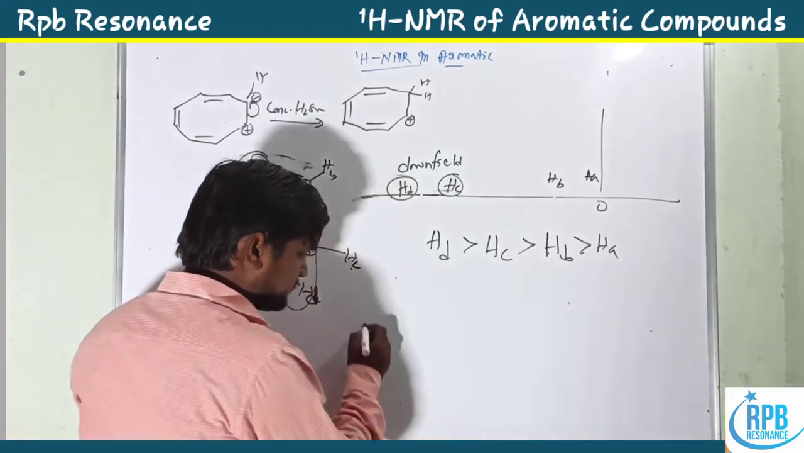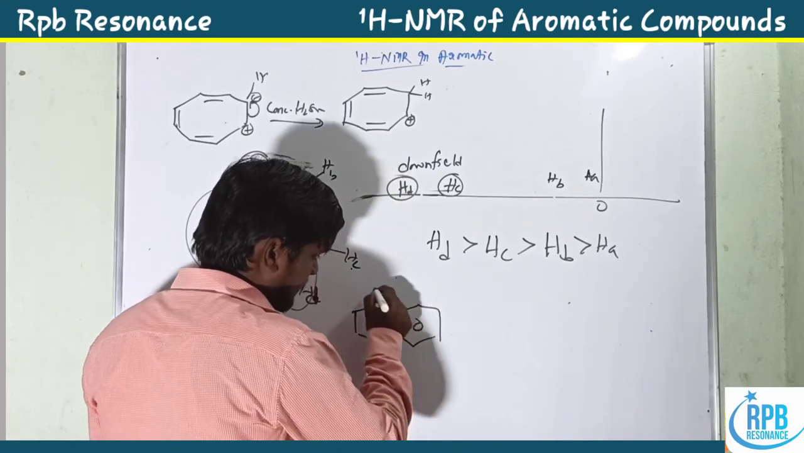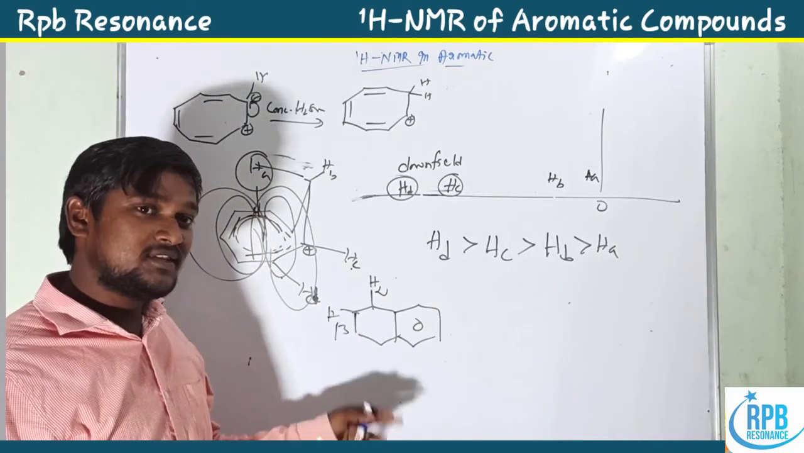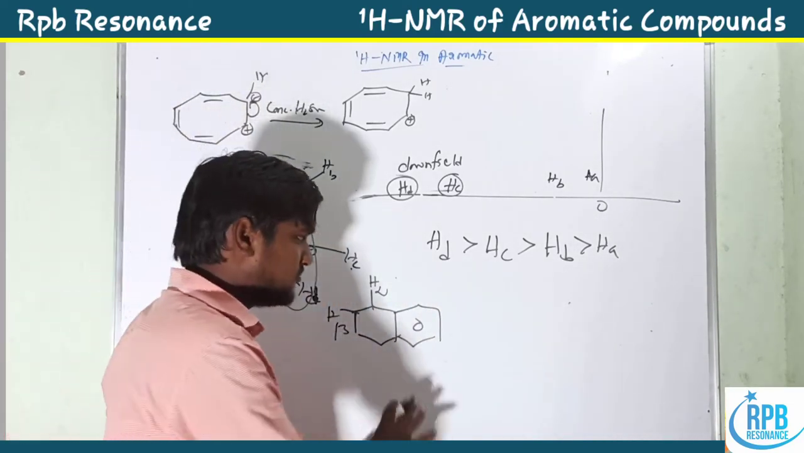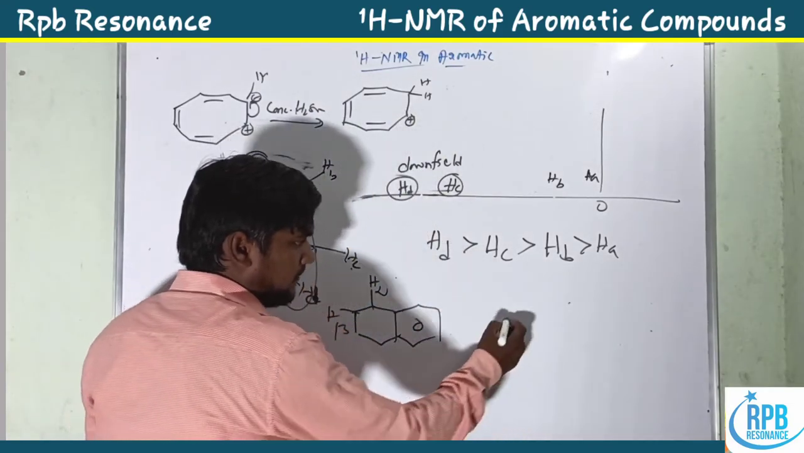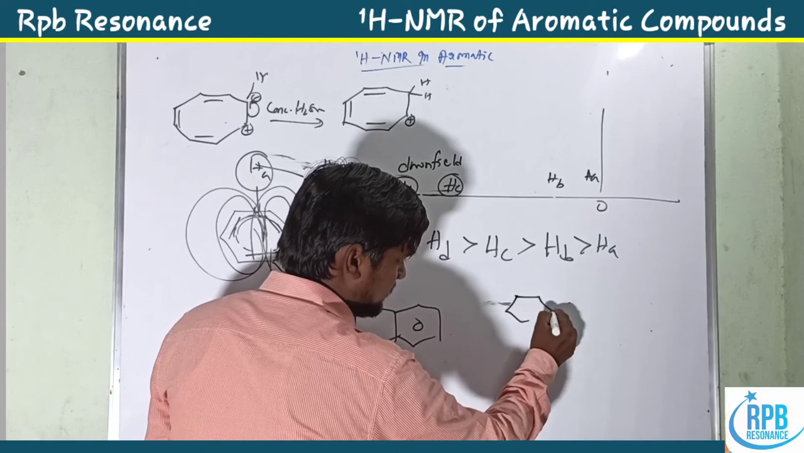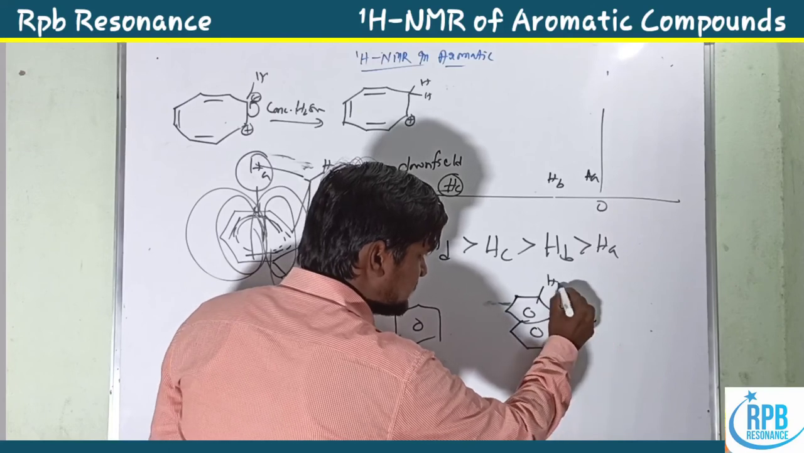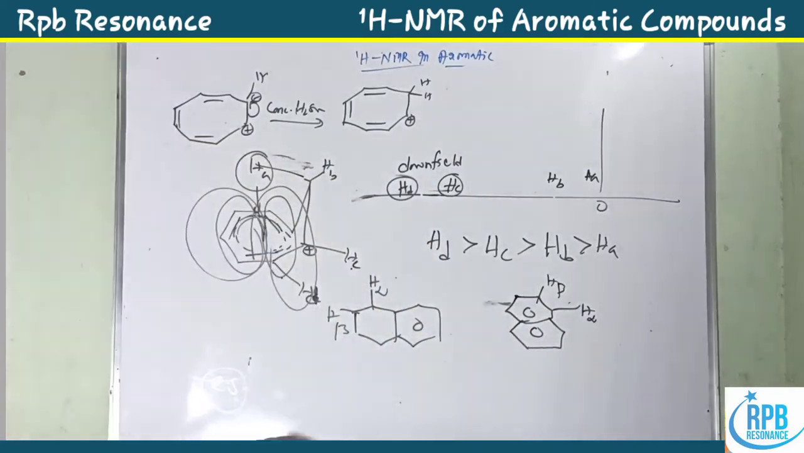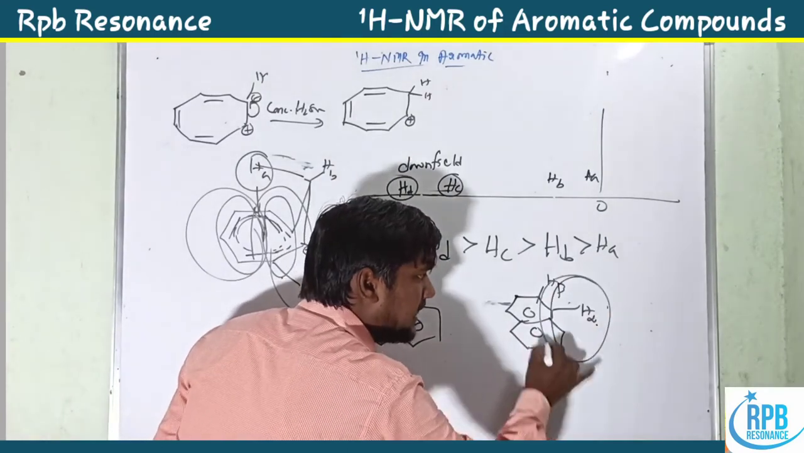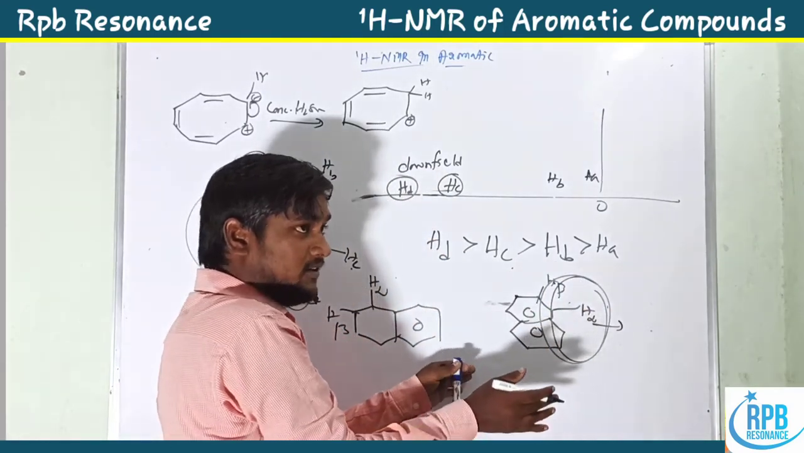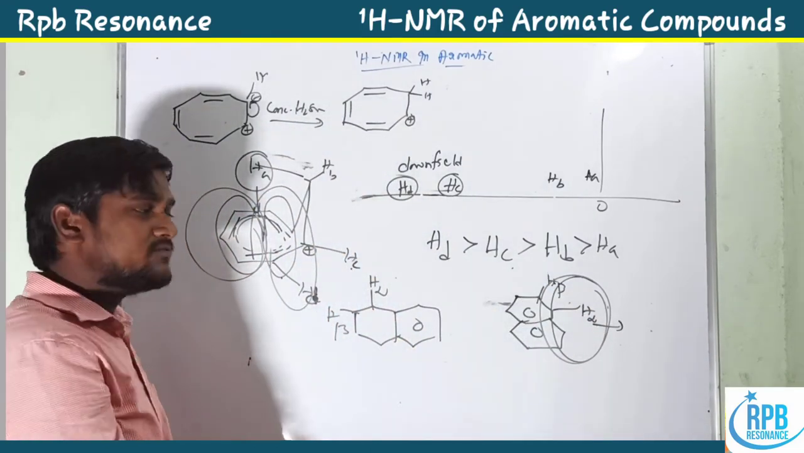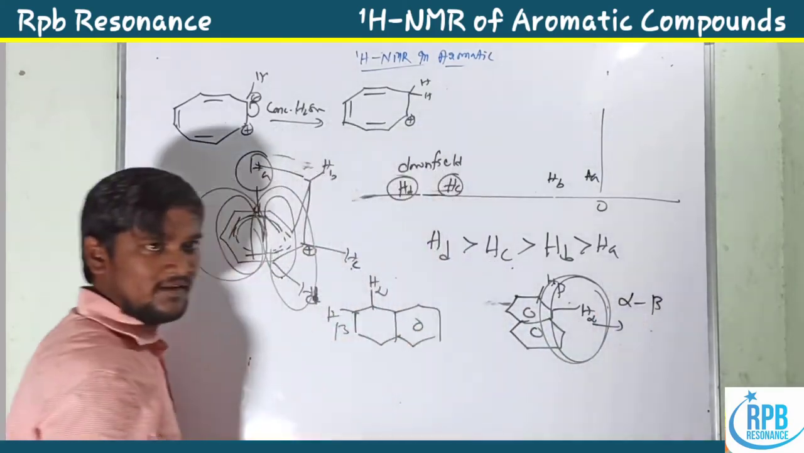Now naphthalene is there. Here it is the alpha proton, this is the beta proton. Among these two, which has the higher chemical shift value, we don't know. The protons are present in this arrangement: this is the alpha, this is the beta. Alpha protons are present in the para region, while beta protons are somewhat closer to the para region. That's why alpha is greater than beta.